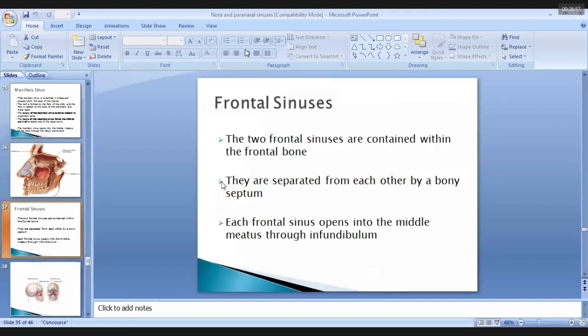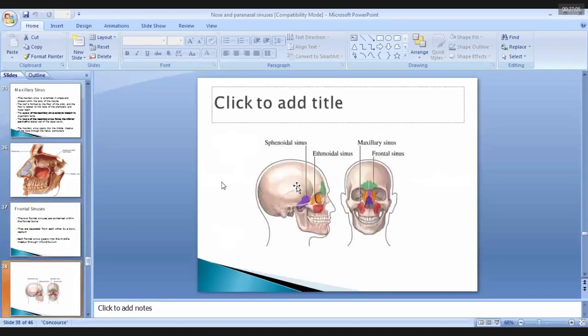The second sinuses are known as the frontal sinuses. There are two frontal sinuses present in the frontal bone. They are separated from each other by a bony septum. See in this figure, these are the two frontal air sinuses, and they are separated from each other by the frontal septum, a bony septum.